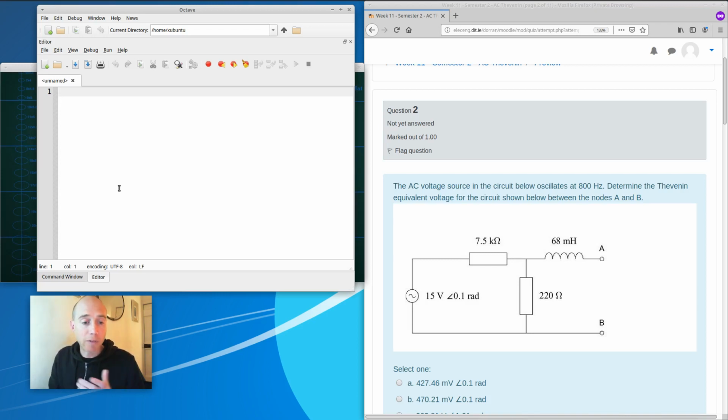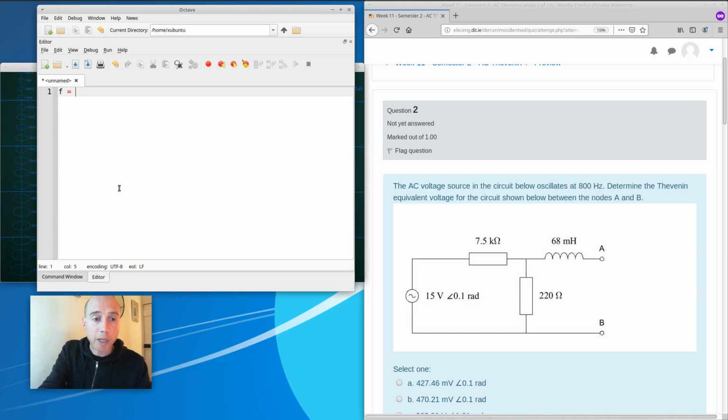So this is going to be a very standard approach that I use for AC circuits, and this is not specific to Thevenin equivalent circuits only, but it's a good systematic approach, I think, to analyzing AC circuits using Octave. So this would also apply the same in MATLAB.